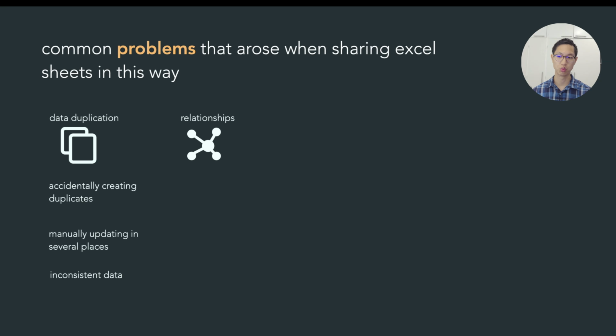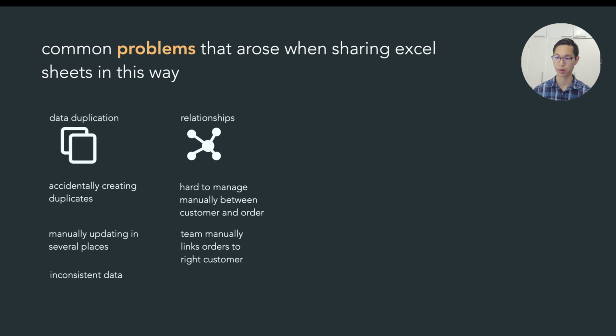We have relationships. It's hard to manage manually between customers and orders. Which customer connects to which orders? That is hard to manage manually. The team manually links the order to the right customer. This takes a lot of time and manual effort, and it will lead to inconsistencies and bugs. Like you make errors, because humans are not good at manual work.